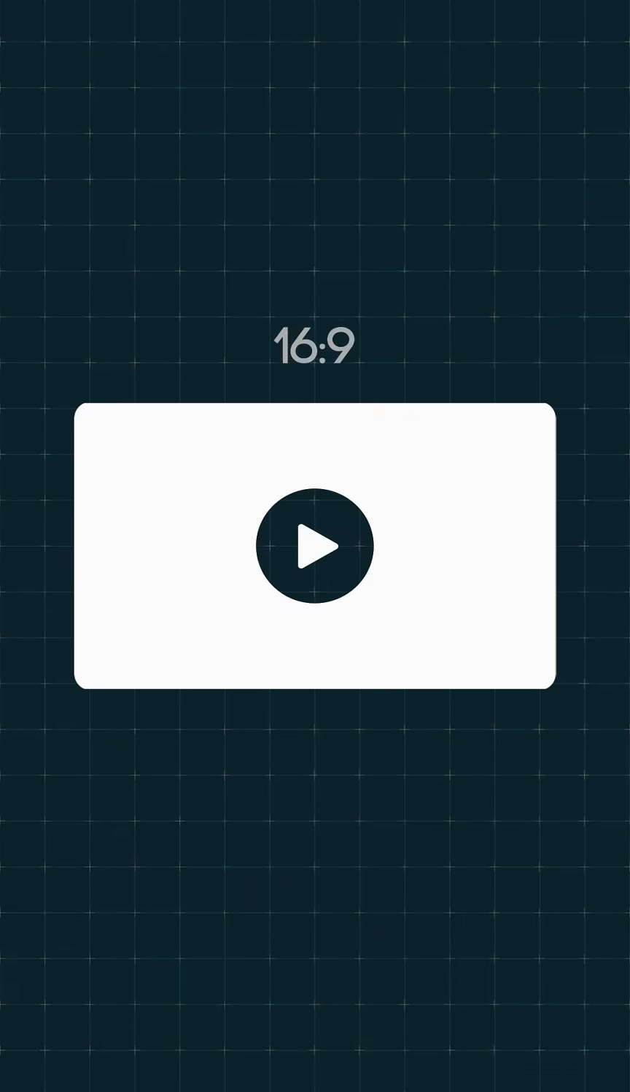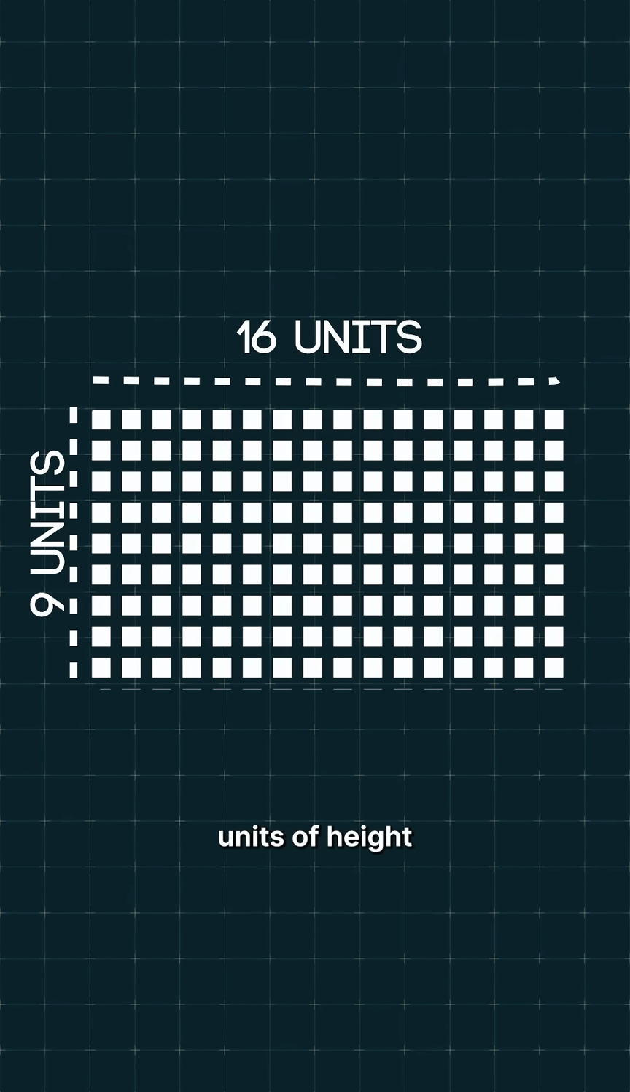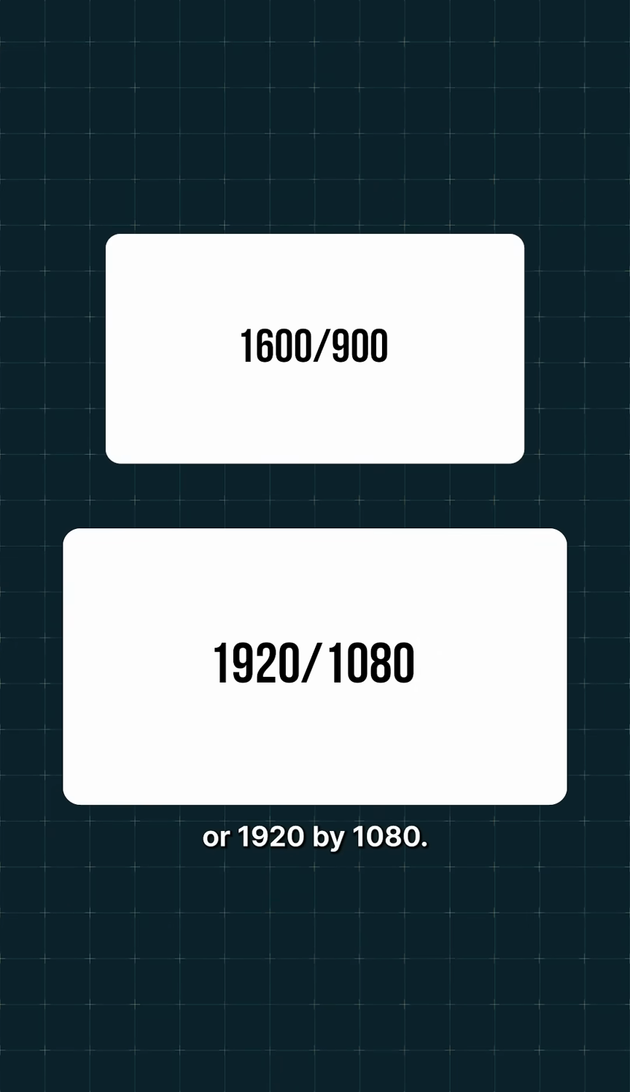If a video is 16:9, it means for every 16 units of width, there are 9 units of height. That could be 1600 by 900, or 1920 by 1080. The numbers might change, but the shape stays the same.